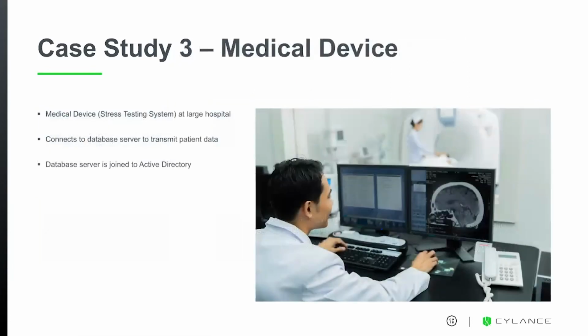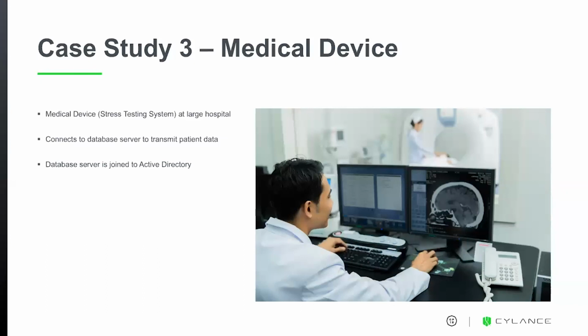Okay. So our final case here is actually a medical device stress testing system that we were testing on behalf of a provider, a hospital, right? They were considering utilizing this device in their environment, and they wanted to know what risks were inherent therein, right? So it was configured like it normally would be operating in the environment.